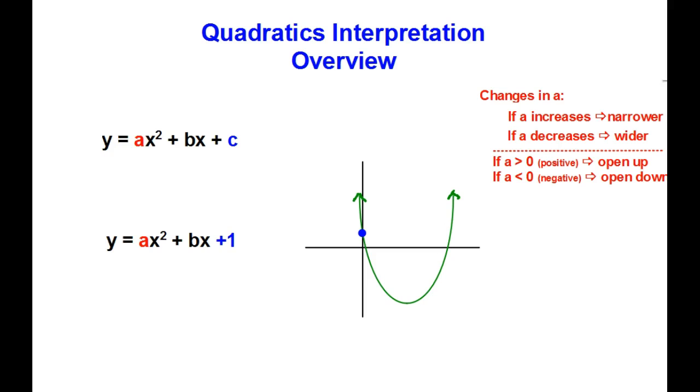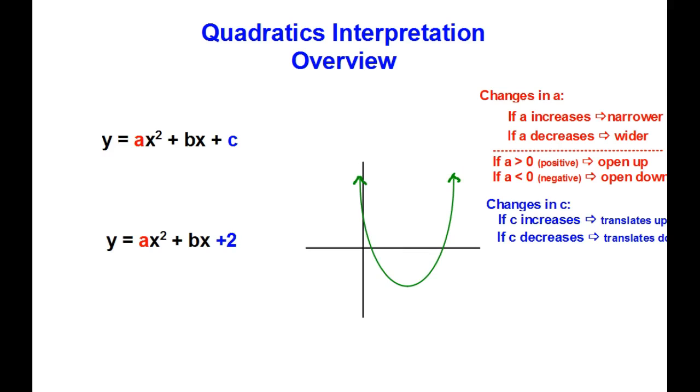We can see, as that number decreases, it seems to slide down or translate down. As we increase it, it translates up. Okay, up to 3, up to 4, and maybe back down again to 2. So the rule that we're going to look at here is that if c increases, it's going to translate up or shift upwards. If c decreases, it's going to translate down or shift down.